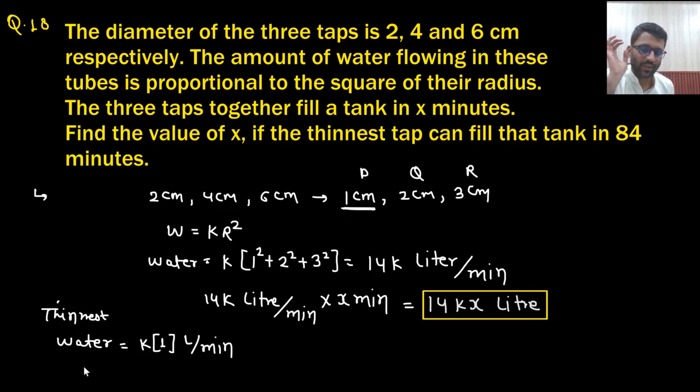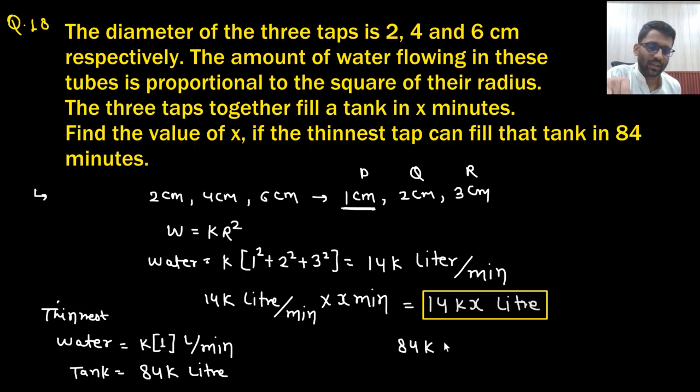So what is the strength of our tank? If it is giving K liter per minute, it will take 84 minutes. So this is the strength of our tank, and this is also the strength of our tank. So 84K is equal to 14kx. From there we can get the value of x. That would be 84 by 14, which is 6 minutes. This was the last problem and you have completed pipes and cisterns.